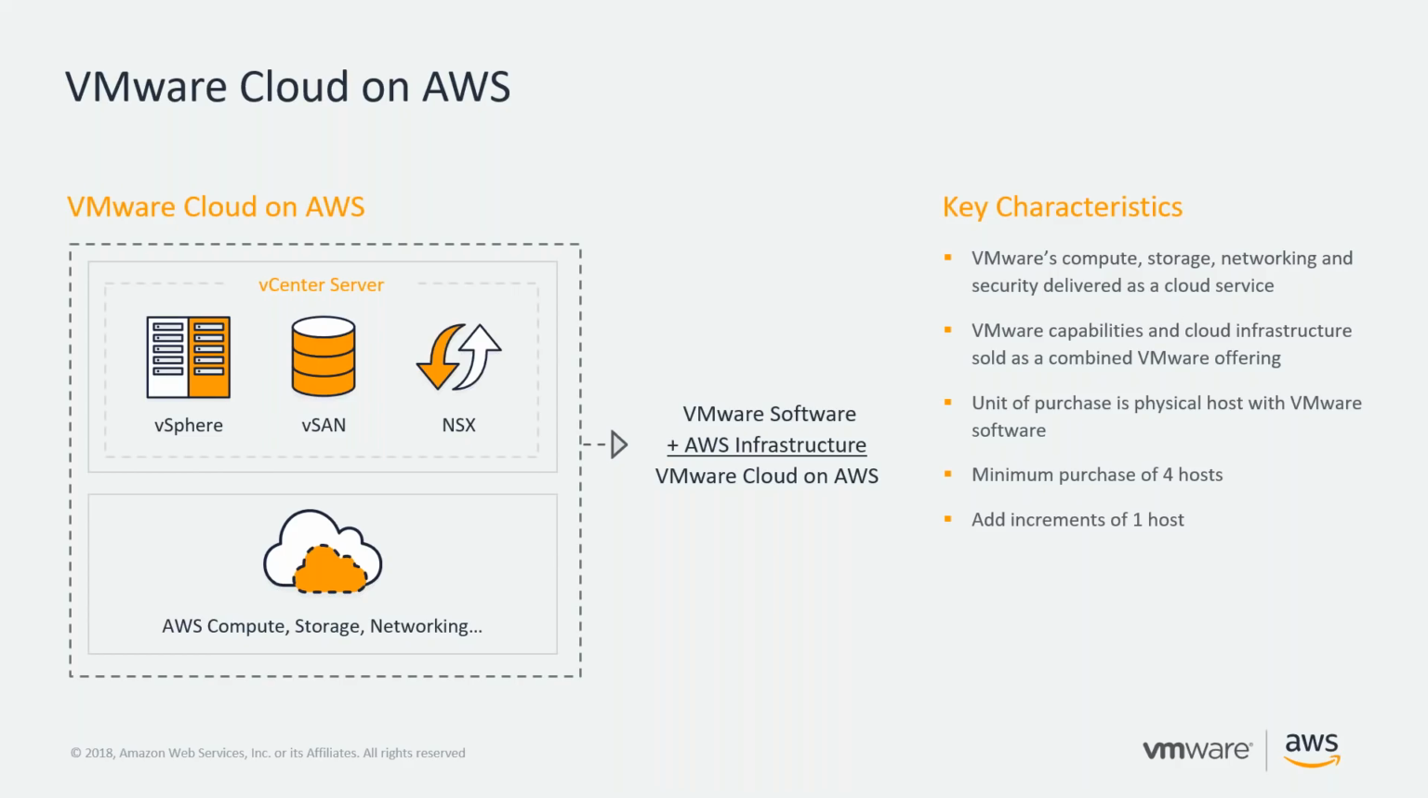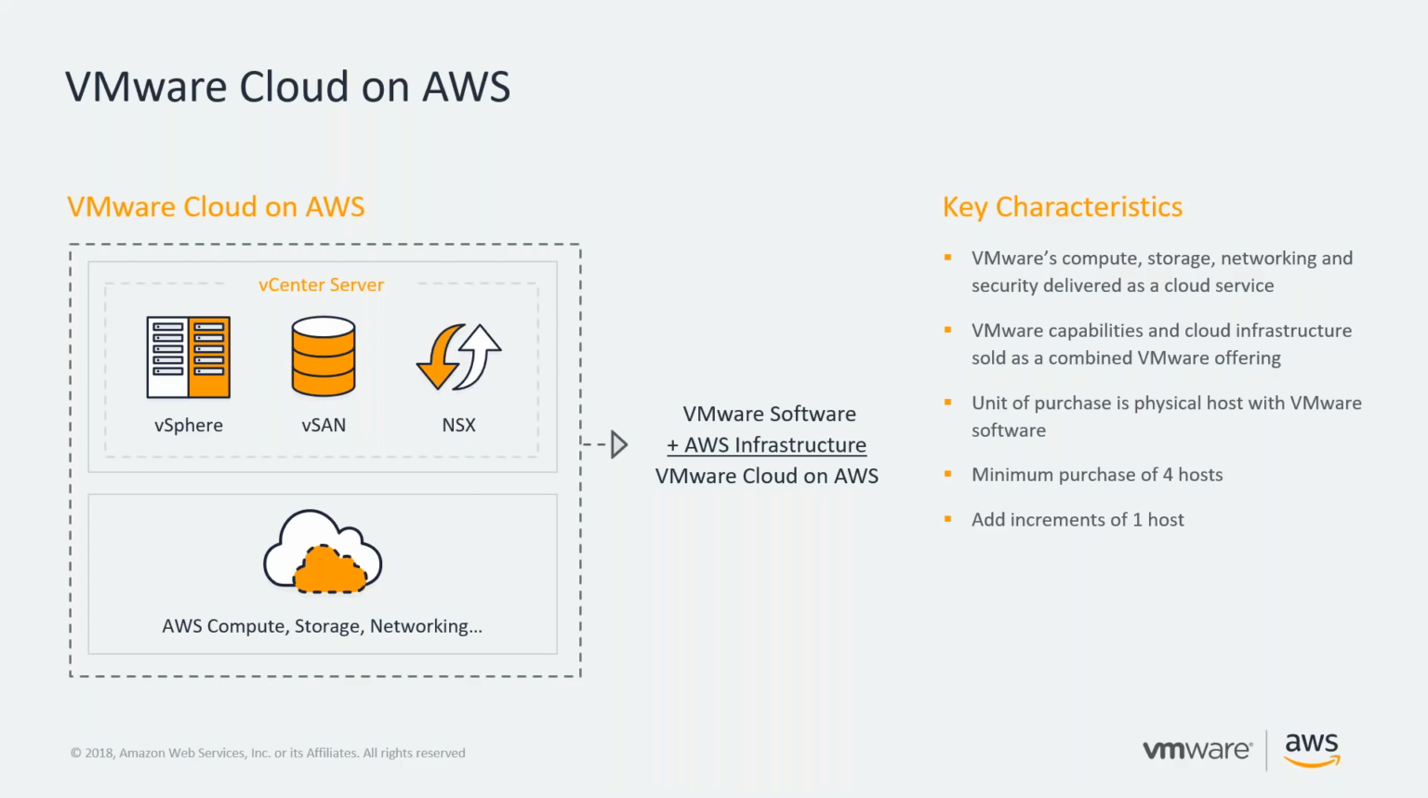So VMware Cloud on AWS has VMware's compute, storage, networking, and security delivered as a cloud service. VMware capabilities and cloud infrastructure are sold as a combined VMware offering. The unit of purchase is physical hosts with VMware software. The minimum purchase is 4 hosts, and you can add additional hosts as needed, in increments of 1 host at a time as well. So this is VMware software plus AWS's infrastructure, which gives you VMware Cloud on AWS.